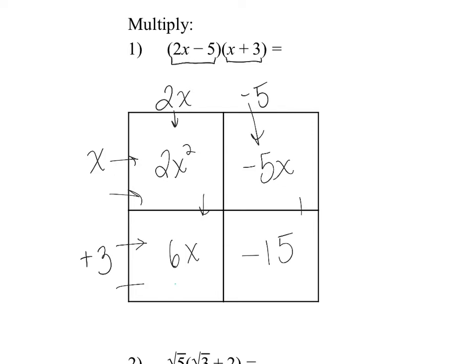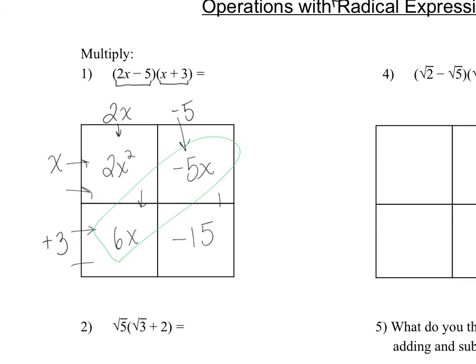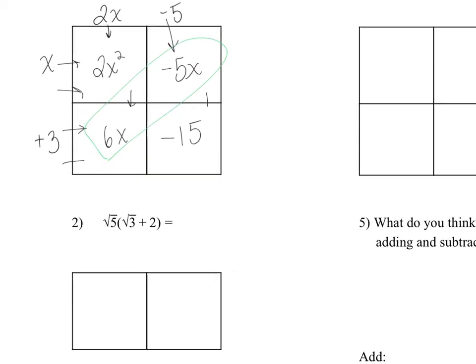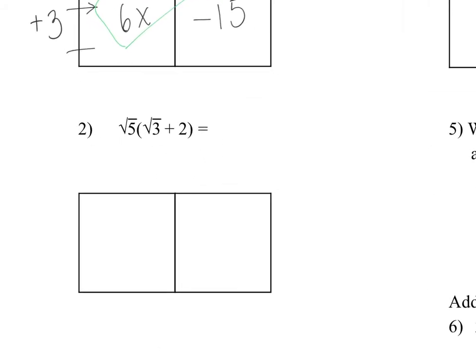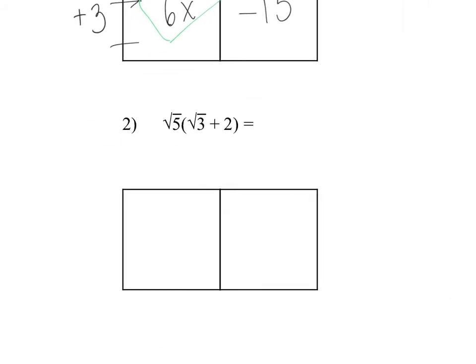And we can simplify a little bit. I see my like terms right here. So my final answer for this multiplication will be 2x squared plus x minus 15. So we've already done that before, but now what we're going to do is involve some radicals into our operations. If you look at question number 2, we can still write it that way.